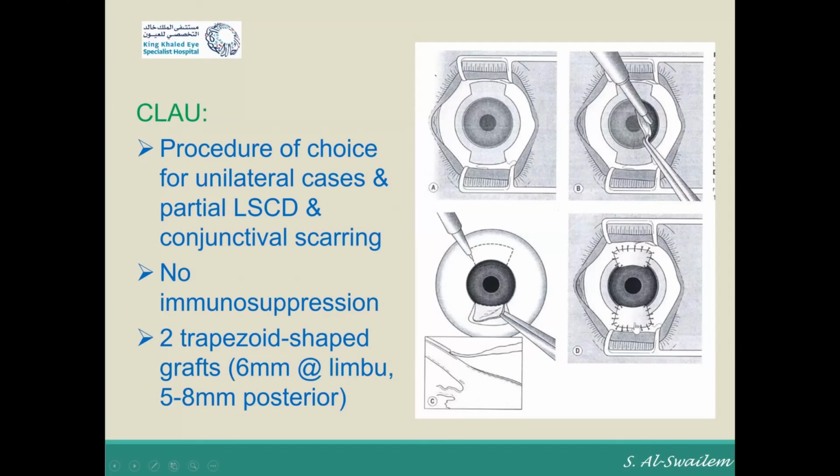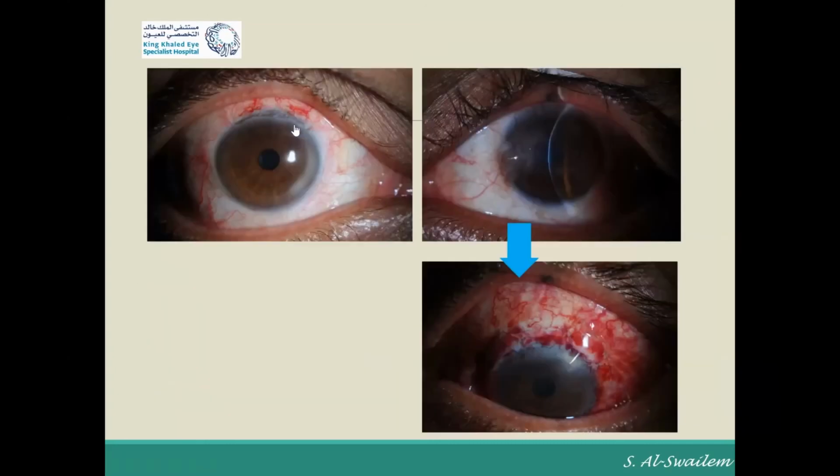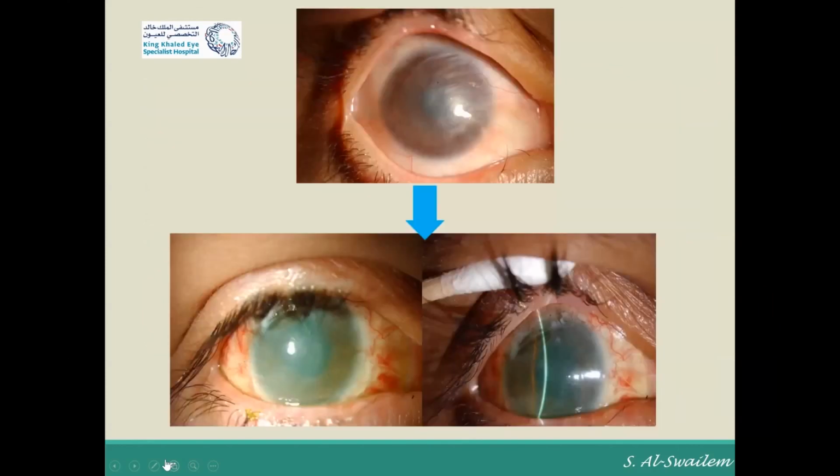And this is just a fast description of it. So this is how we harvest the conjunctiva with the limbus from the good eye, and then we transplant it into the diseased eye after we excise all the pannus there. And this is the appearance postoperatively. And this is another patient, also before and after CLAU.